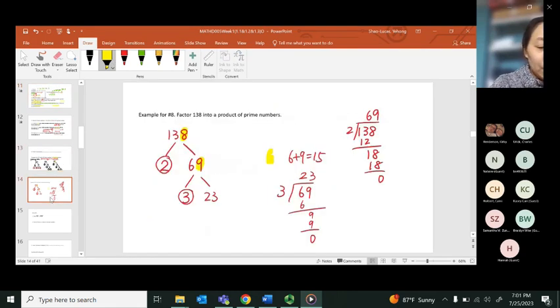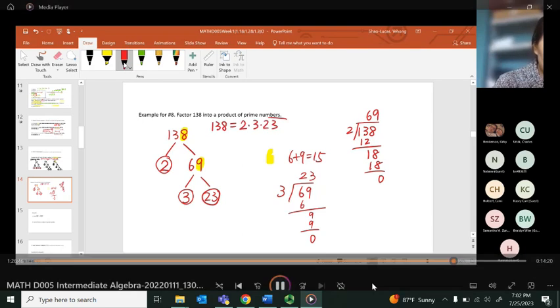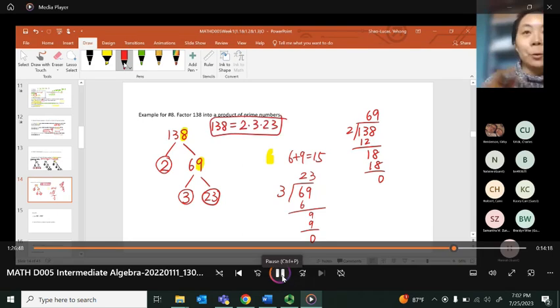So we go back here. 2 doesn't go into 23. 3 doesn't go into 23. 5 doesn't go into 23. 7 doesn't go into 23. You can pretty much stop. 11 is not going to go in there, and so on. So this is going to be your prime number. Okay, so let's write down the answer. 138 equals 2 times 3 times 23. That would be the prime factorization.